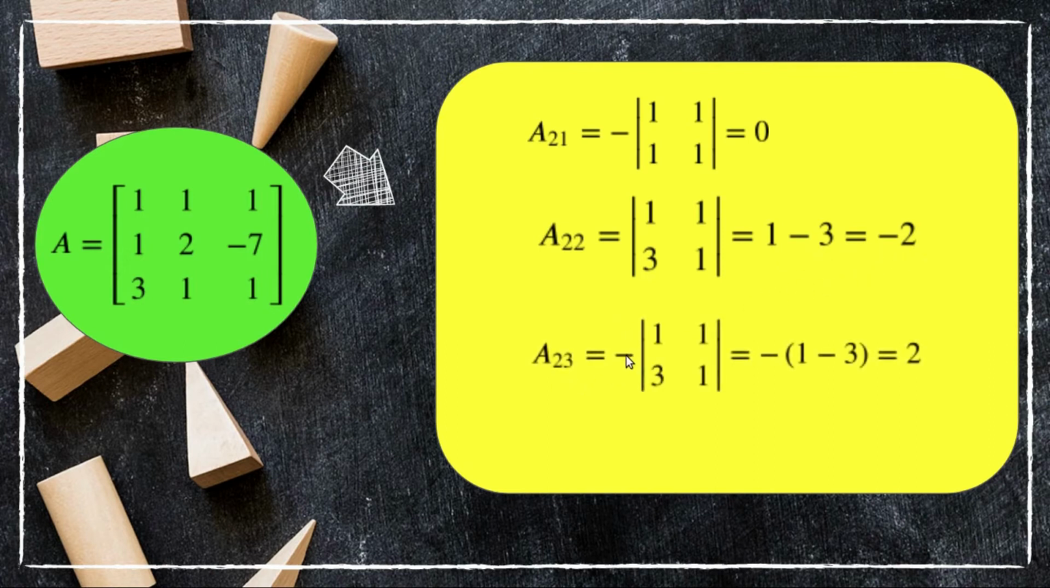A23: (-1) raised to 5 is negative. So minus. Eliminate second row, third column. Determinant 1, 1, 3, 1. 1 into 1 is 1, minus 3 into 1 is 3. 1 minus 3 is -2. Minus of -2 is 2.